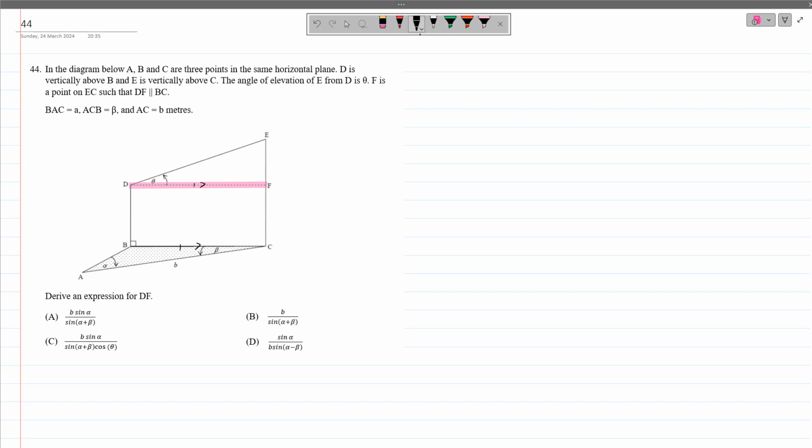So initially we're gonna say BC over sine of alpha, because that's the one opposite it, will be equal to b over, so I'm choosing this side and then this angle is opposite it, but that one is not given, so we kind of have to make an expression for it. It'll be sine of 180 minus alpha plus beta, like that.